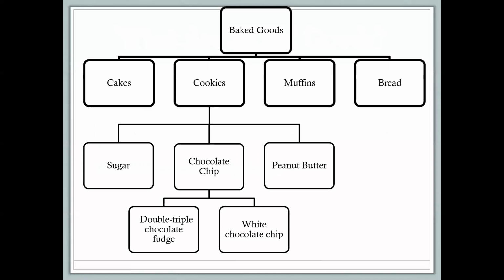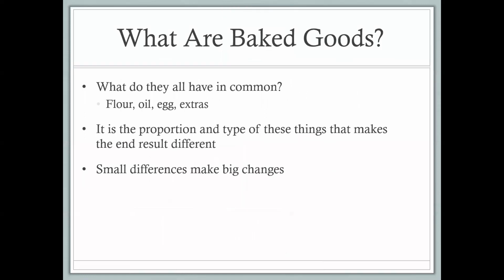Some people like cookies, some people don't like bread. Some people like specific types of bread, some people don't like other types of bread. Well, why is that? Even though they all have the same basic things in common, it is the proportion and type of these things that makes the end result different. So realize that small differences on the front end make big changes on the back end.